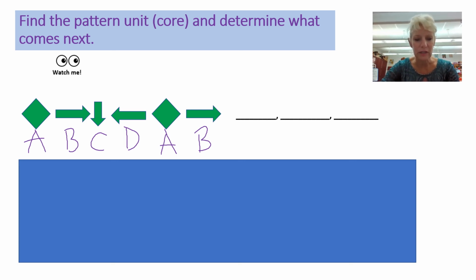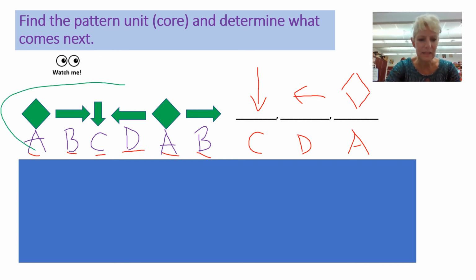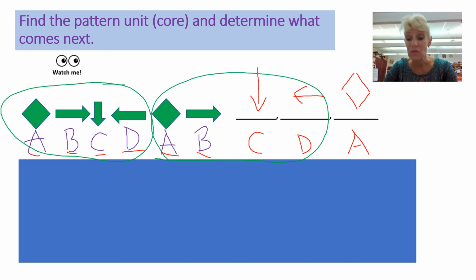So I'm going to take a look here, and I am going to say, well, you know what? I had an A, here's an A. I had a B, here's a B. Here's a C, so that means that I'm going to make something that shows what the C is. And now I have a D, so that's going to go just like this. And then after my D comes my A, which means that I'll be drawing a diamond. Now, I like to look and say, this is my pattern unit right there, because that's where it repeats itself. You can see it repeats itself right here, and then it starts all over again there too.